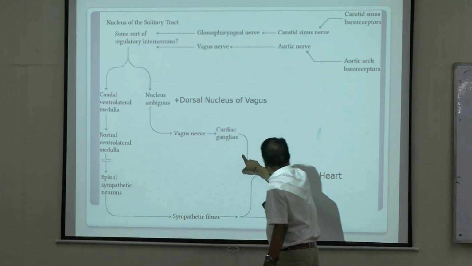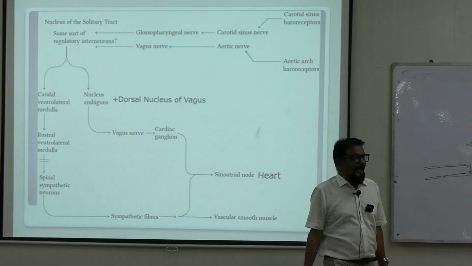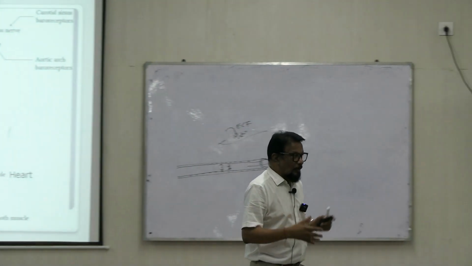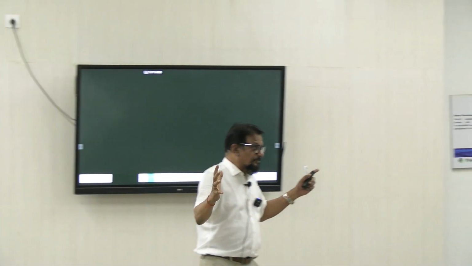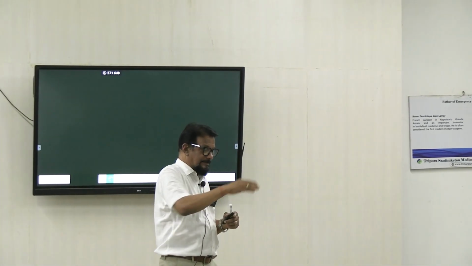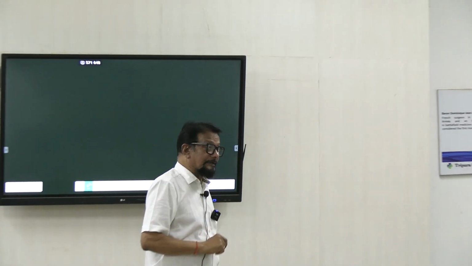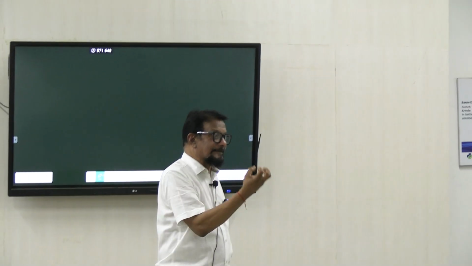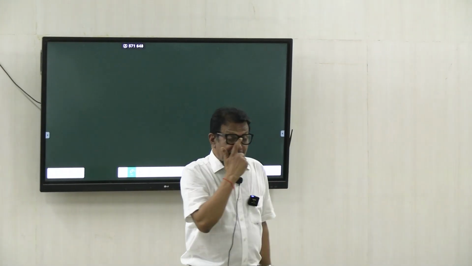Now the vagus nerve will end in the SA node, AV node, and atrial muscles, and they will cause reduction in heart rate, reduction in force of contraction, and reduction in conductivity. As a result, what will happen? Cardiac activity is reduced, and blood pressure will be reduced. Okay.